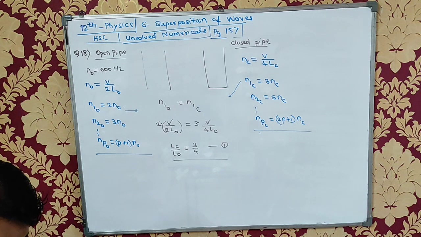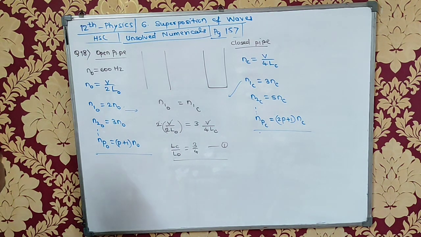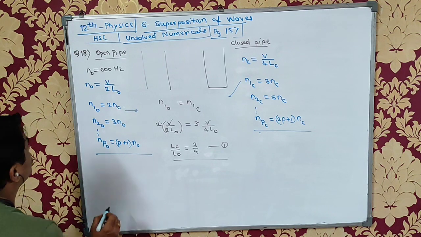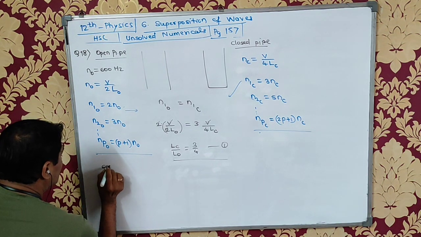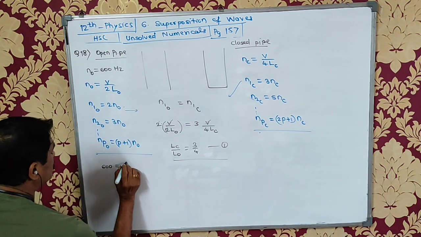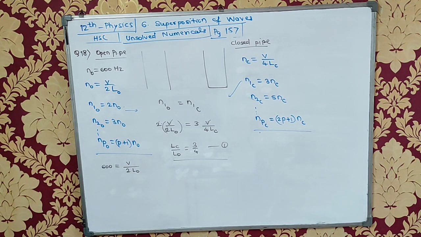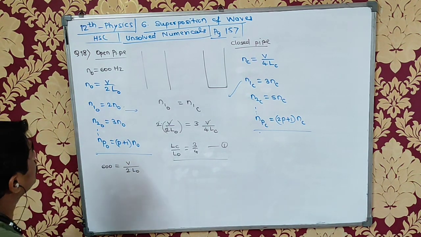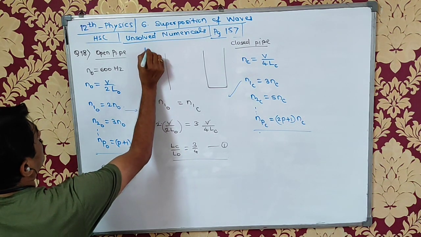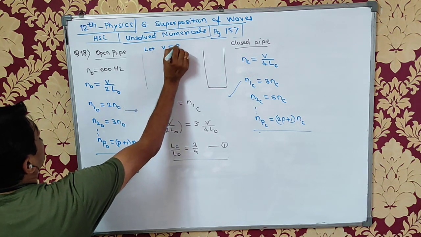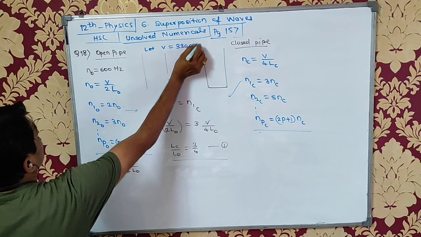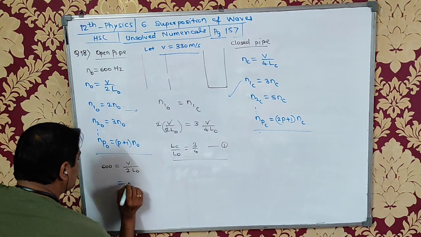Fundamental frequency. ये वाला frequency मुझे already पता है. So I'll substitute, 600 hertz is the fundamental frequency. That is V upon 2 times L. यहाँ पर मुझे स्पीड ऑफ साउंड कुछ एज्यूम करना पड़ेगा. I'll assume it. मैंने देना चाहिए, नहीं दिया तो फिर let speed of sound in the air is 330 meter per second. This I'll assume. So let me substitute here.